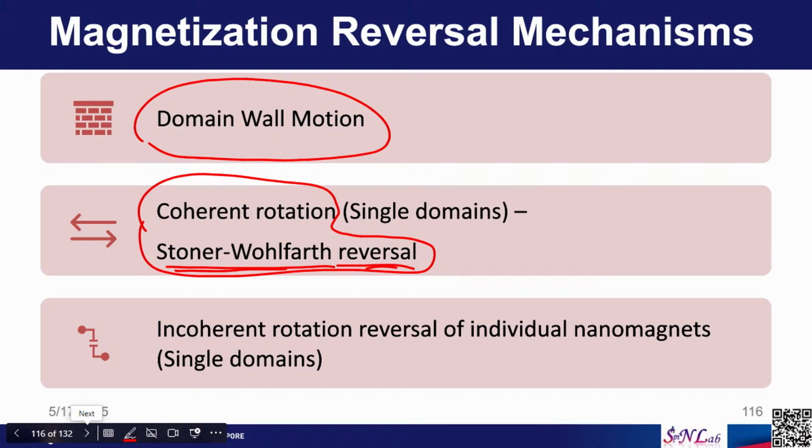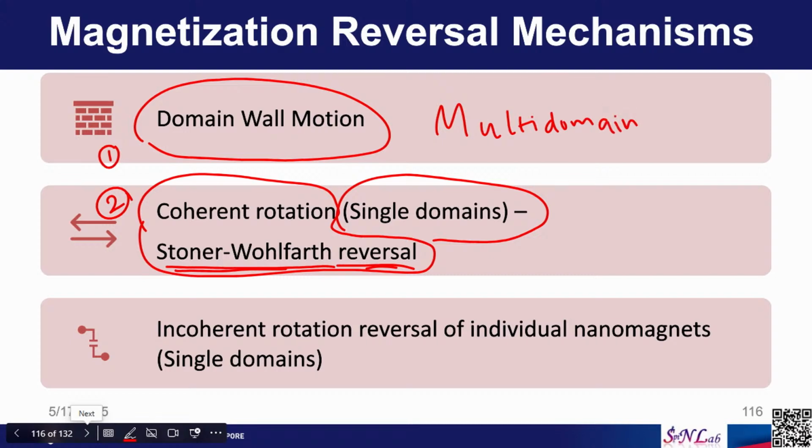Then there are also some other more complex reversal mechanisms, but let us just stick to these two today. One is domain wall motion, the second one is coherent rotation. As this slide implies, coherent rotation happens when you have a system of single domains, and when you have a system of multi domains, domain wall motion is the dominant reversal mechanism.